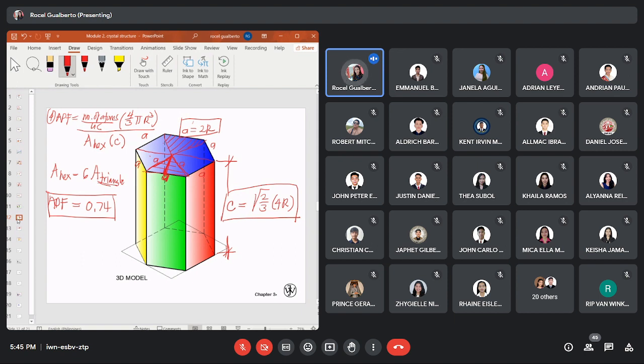You try to derive and prove that the APF of this hexagonal closed pack unit cell is equal to 0.74. I will show you how to do it. Check if you can derive it and prove that this APF equals 0.74. What you will use here is just the Pythagorean theorem, to obtain the values and the areas. Question?